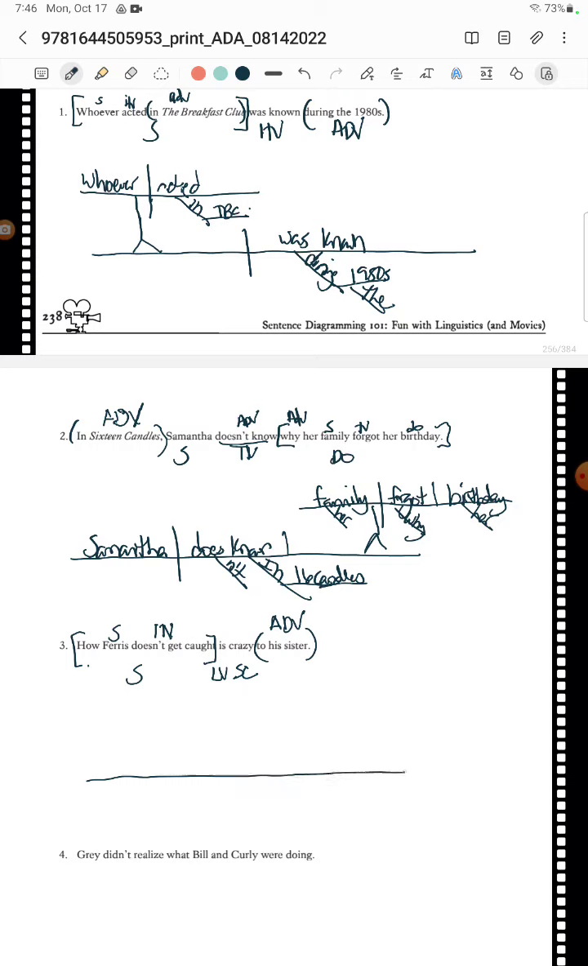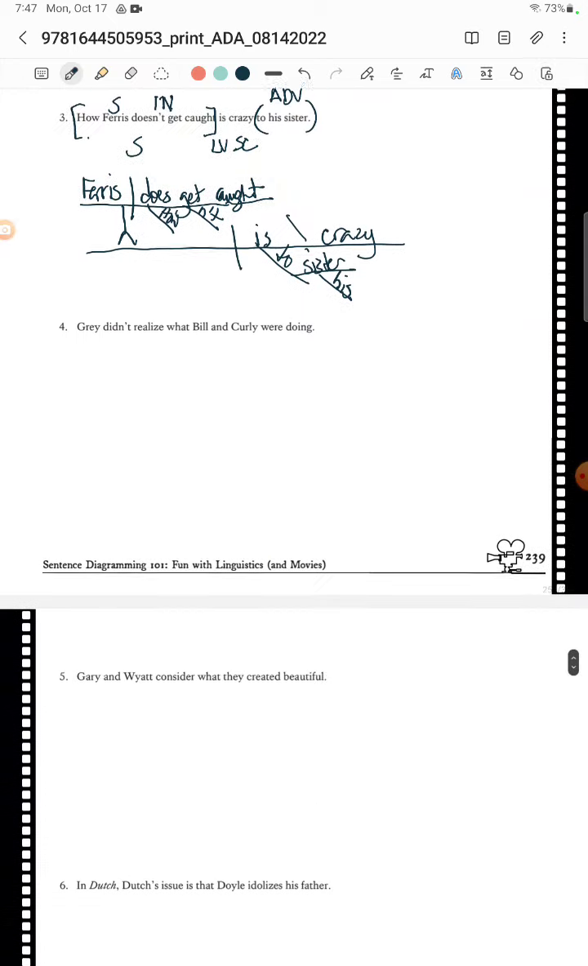Okay, so we know we're going to have this sentence. Ferris, right, does get caught. And we know how it's going to go on here. And then he doesn't get caught. And that whole thing is my subject. And then that whole thing is crazy. And then crazy how to the sister. Cool. Moving on to number 4.